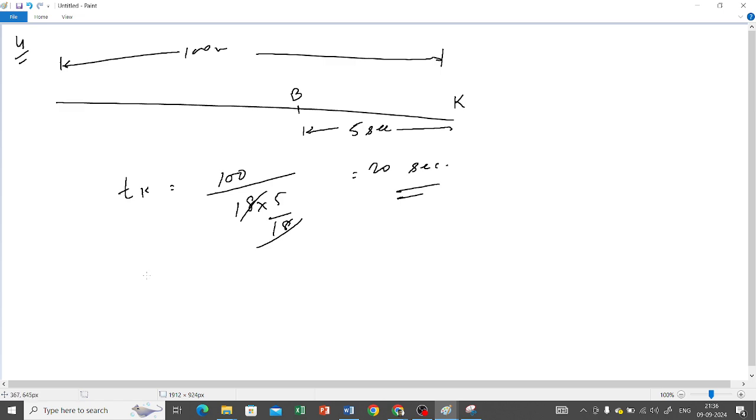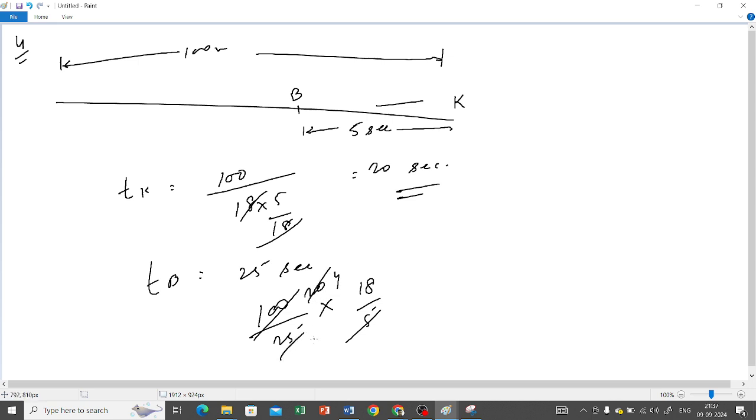Okay, so time taken by Bimal is what, 25? Yes or no? Time taken by Kamal to complete the race is 20 seconds, and Kamal has defeated Bimal by 5 seconds. That means Bimal is completing the race 5 seconds after Kamal, in 25 seconds. So 100 divided by 25. Okay, it is in meters per second, 5 by 18.